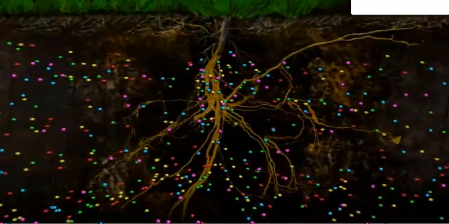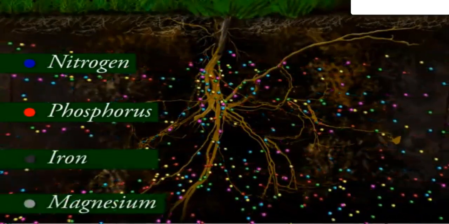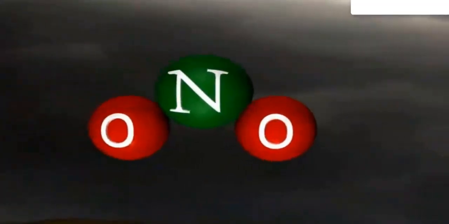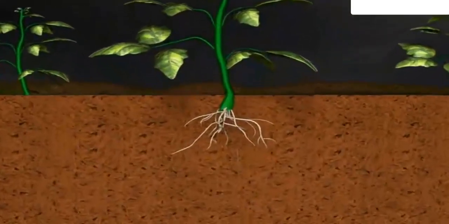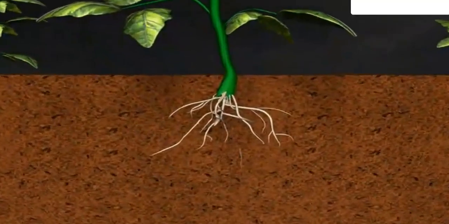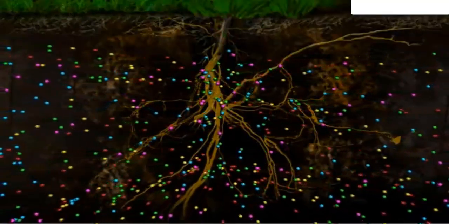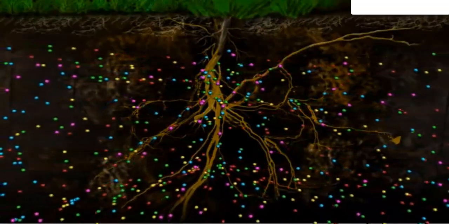Other materials like nitrogen, phosphorus, iron and magnesium are taken up from the soil. Nitrogen is an essential element used in the synthesis of proteins and is taken up in the form of inorganic nitrates or nitrites, or it is taken up as organic compounds which have been prepared by bacteria from atmospheric nitrogen.